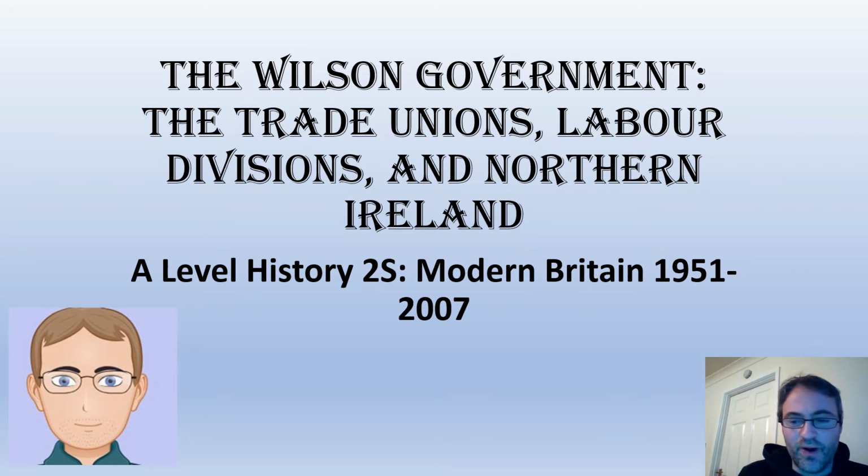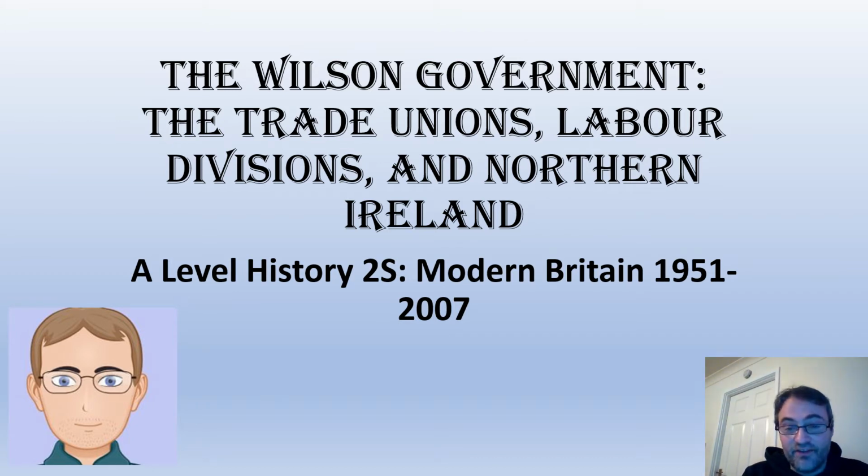Hi everybody and welcome to the latest video in our series accompanying AQA's Modern Britain Unit, Unit 2S. We're going to continue to look at the Wilson government, the Labour government of 1964 to 70 in this video, focusing in particular on three issues which caused real problems for Wilson and his government.